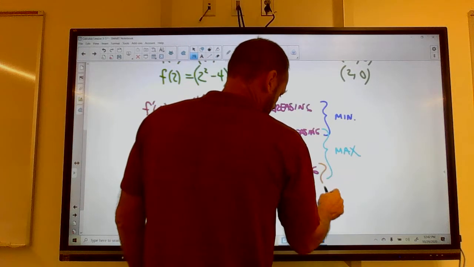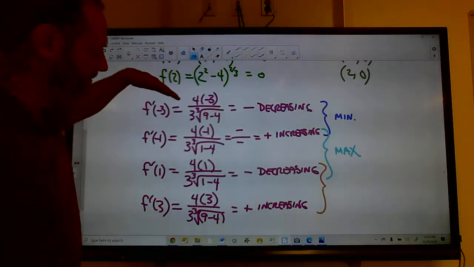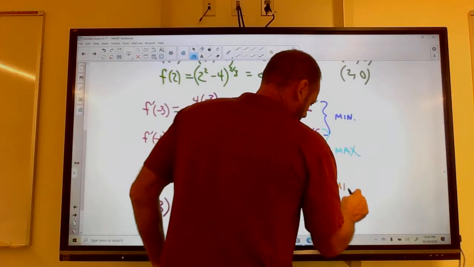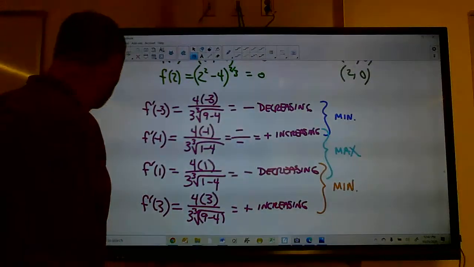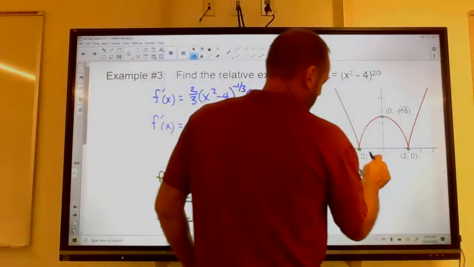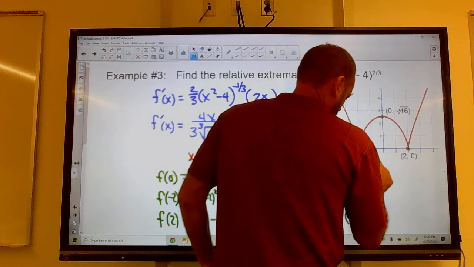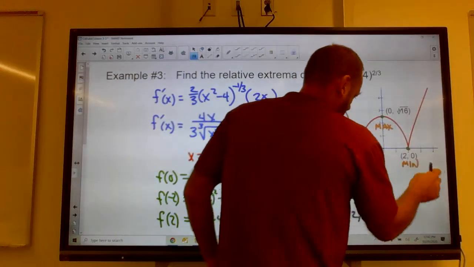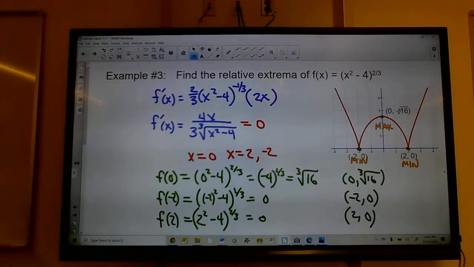Then I would test this. It goes from a negative slope to a positive slope. That's again a minimum. And that totally matches up with the graph. So I got a min, I got a max, and I got another min. And I don't even have to have the graph. I can figure that all out without the graph.